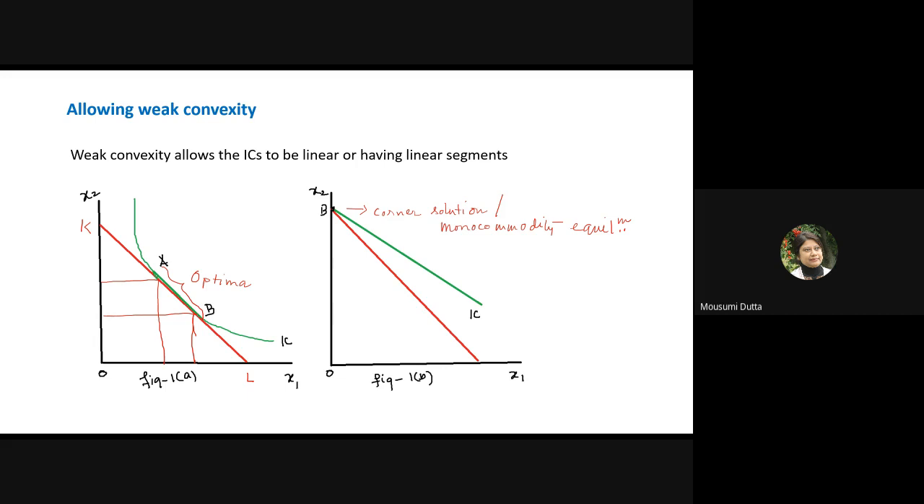As an extension of figure 1b, that is, as an extension of the corner solution, we can consider the following cases.